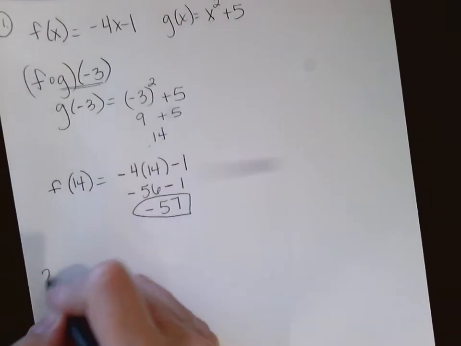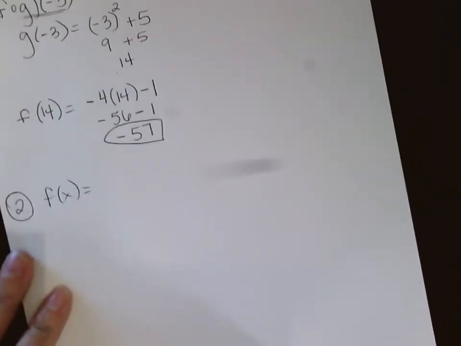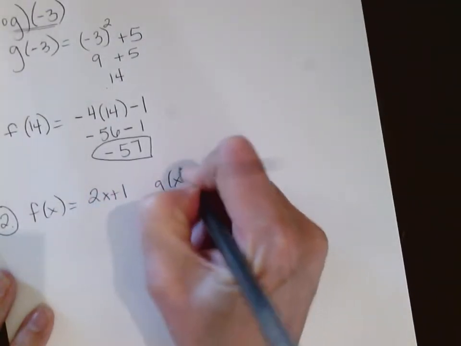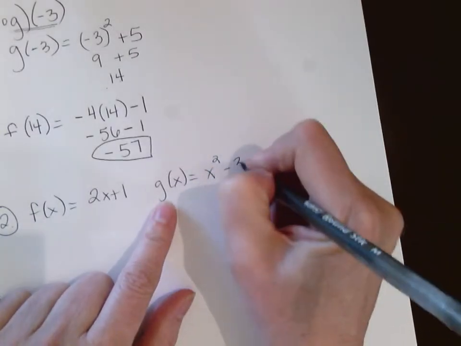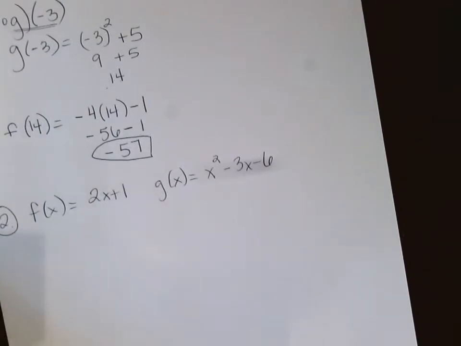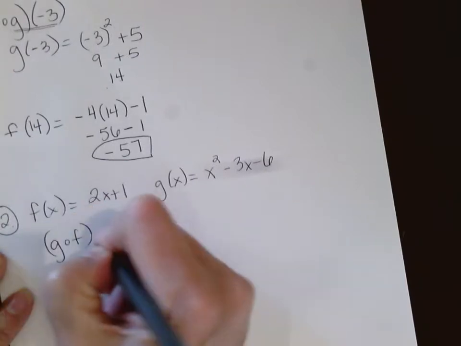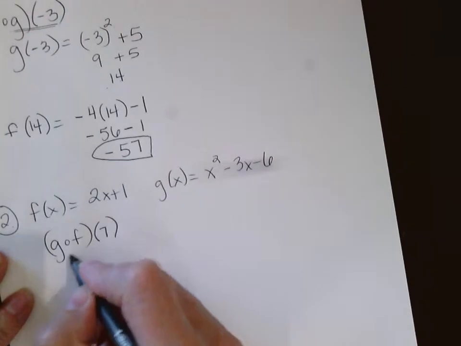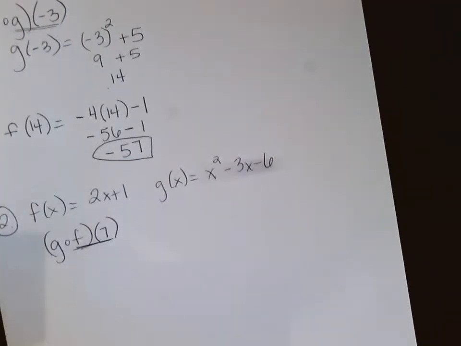Okay, number 2. All right, same kind of problem. This time f of x equals 2x plus 1 and g of x equals x squared minus 3x minus 6. This time it wants me to find g of f of 7. Okay, so again, it doesn't matter what order these are in. You always find whatever is in that position first.